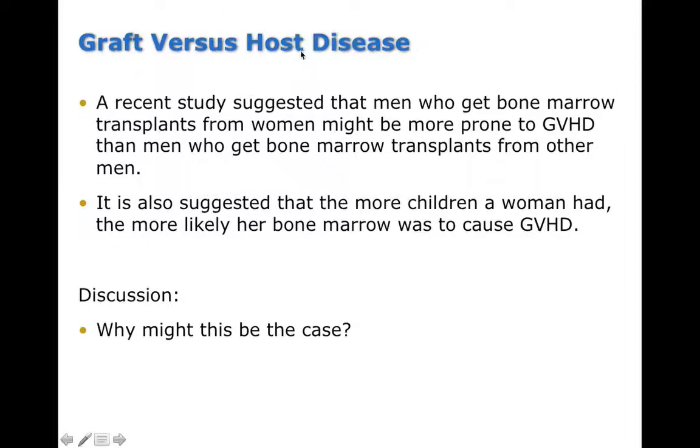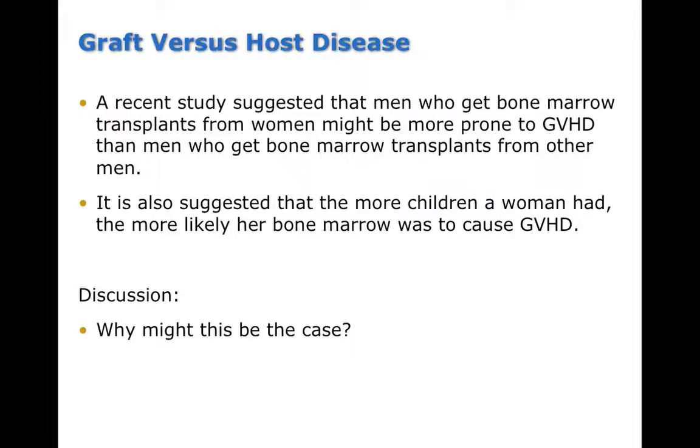Now, with graft versus host disease, there are some interesting phenomena here. We see that men who get bone marrow from women are more prone to graft versus host disease than men who get bone marrow from other men. It's also suggested that women who've had more children are more likely to have graft versus host disease as well. So the question is, why might this be the case? Well, there probably is a genetic component, and that can relate to gender or sex. If men get bone marrow from women, they're more likely to have different MHC, so they're more likely to have graft versus host disease than if men get bone marrow from other men.